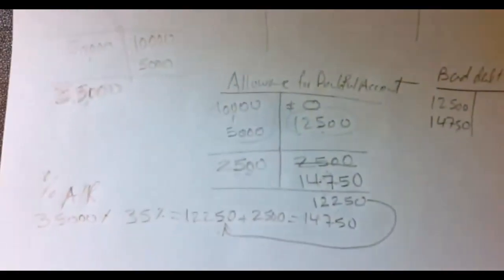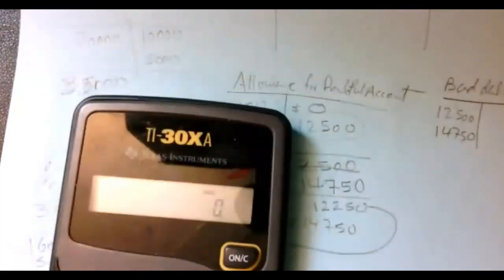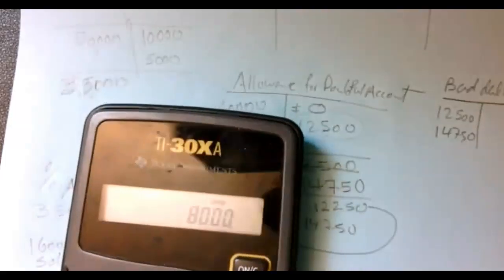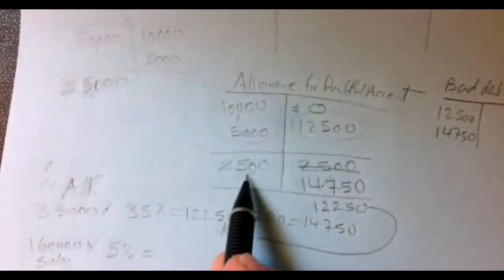So if I use percentage of credit sales, so $160,000 times, let's say, 5% will not be collected. This is sales, right? Credit sales, percentage of credit sales. So 5% of that, $160,000 times 5%, that's $8,000. As soon as I get that number, that is my journal entry. I do not care how much is inside this allowance anymore.